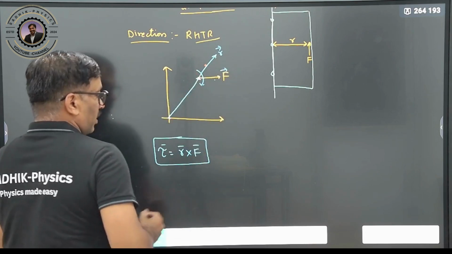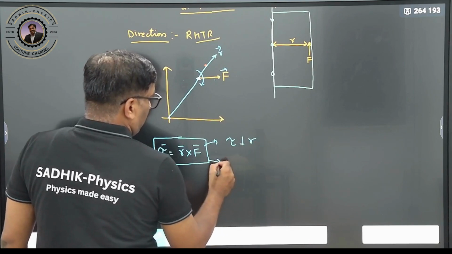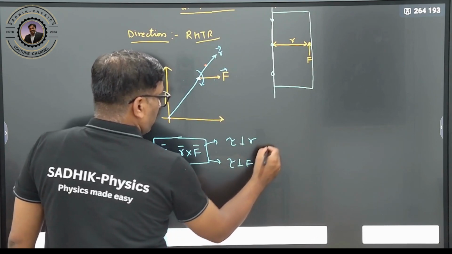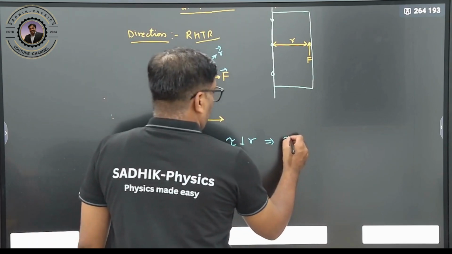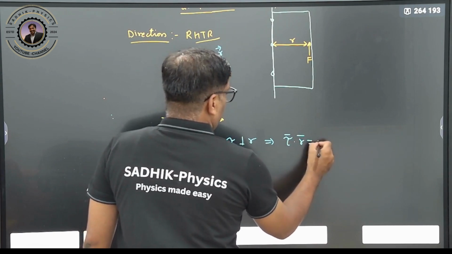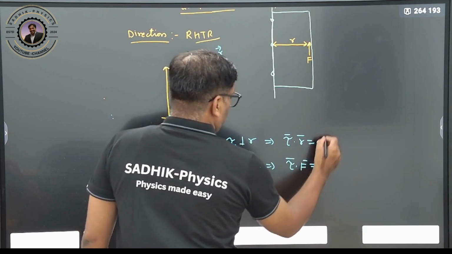Perpendicular to this. Therefore torque is perpendicular to R and torque is perpendicular to F. Perpendicularity condition, you know it. In vectors, torque dot R is equal to 0, torque dot F is equal to 0.